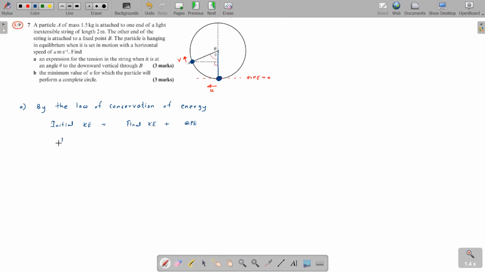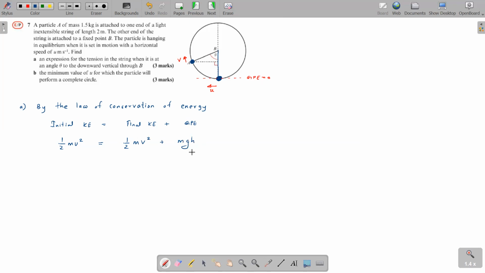So initial kinetic energy is half m u square. You could bring the final KE here as a subtraction and write KE loss, that's perfectly fine. Final kinetic energy is half m v square, plus GPE, and GPE is mgh.